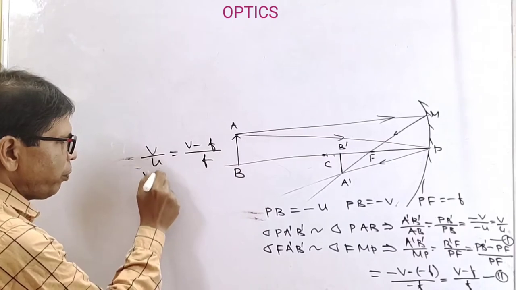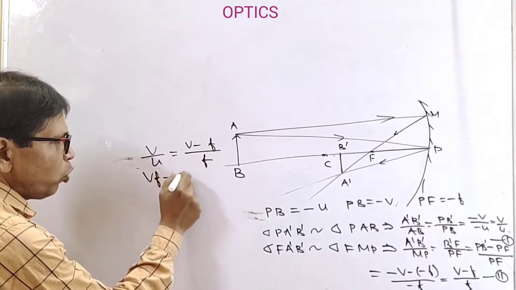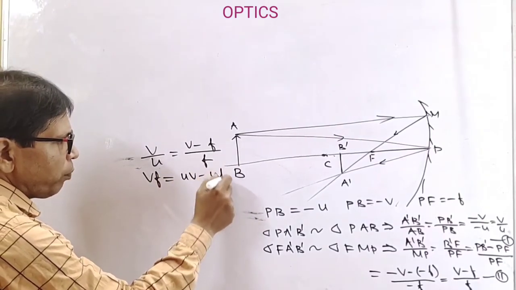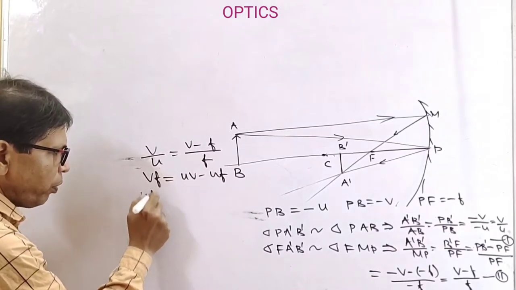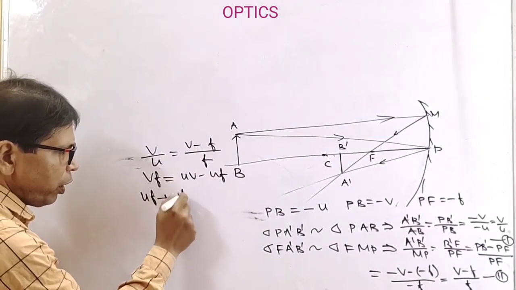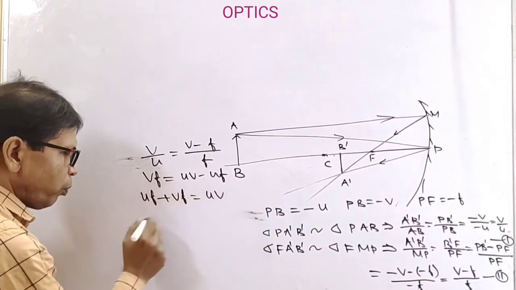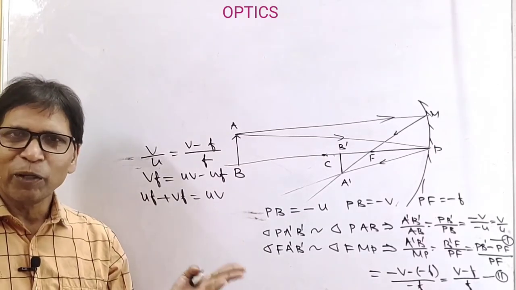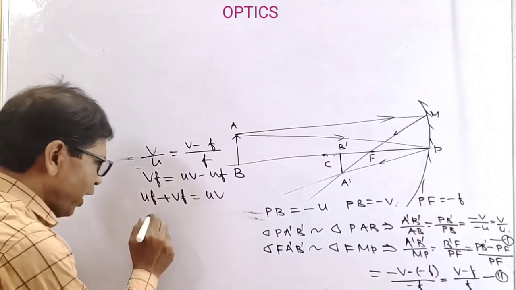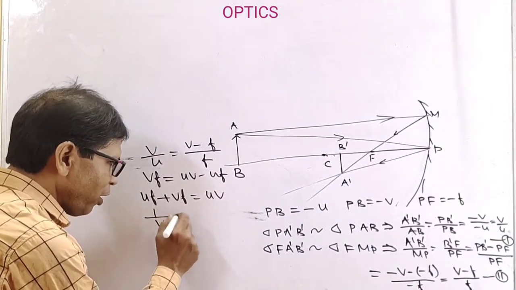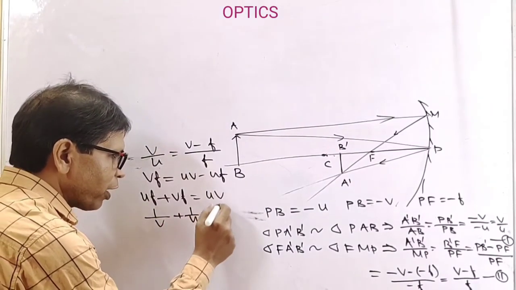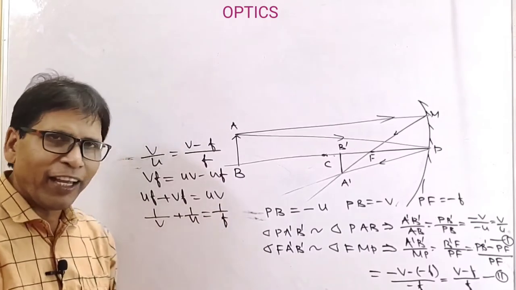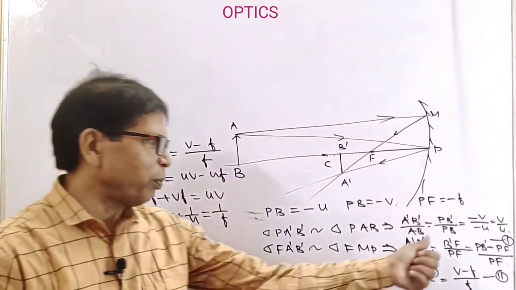So VF equals UV minus UF, so UF plus VF equals UV. Therefore, dividing this equation by U, V and F, we get 1 by V plus 1 by U equals 1 by F. Okay? Now linear magnification.